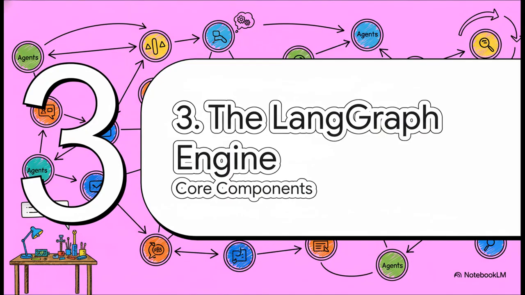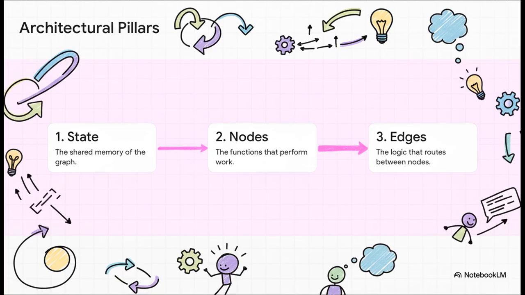So how does this whole engine actually work under the hood? Let's break it down. We're going to look at the core components that make this whole new architecture tick. It all comes down to three simple but super powerful pillars. You've got state, nodes, and edges. If you can get your head around these three concepts, you've basically understood LangGraph.